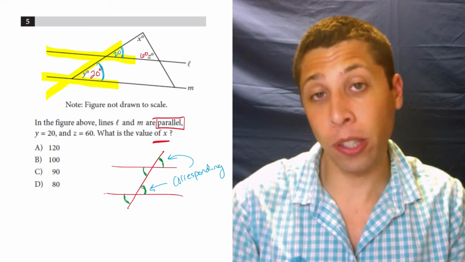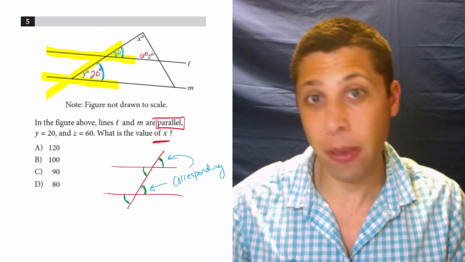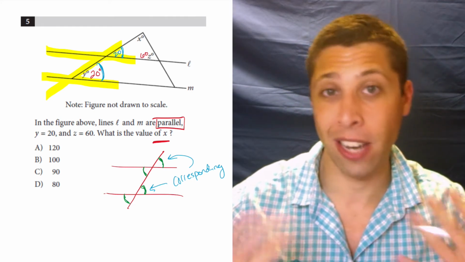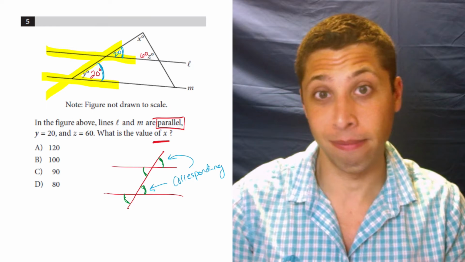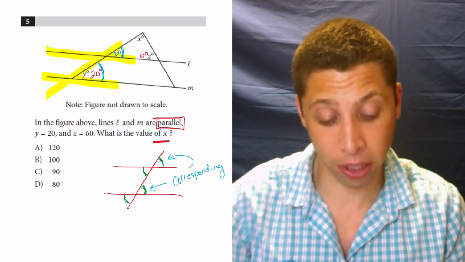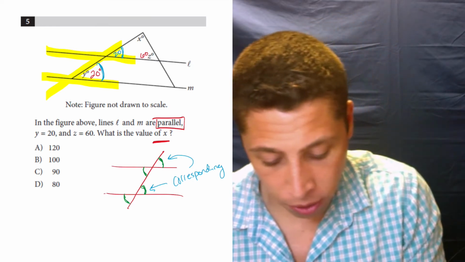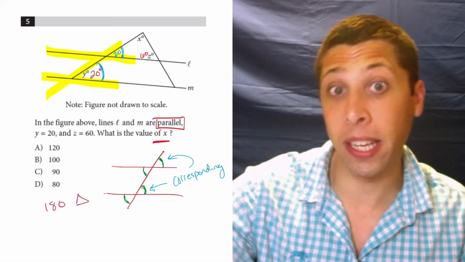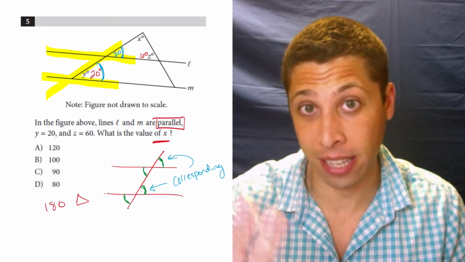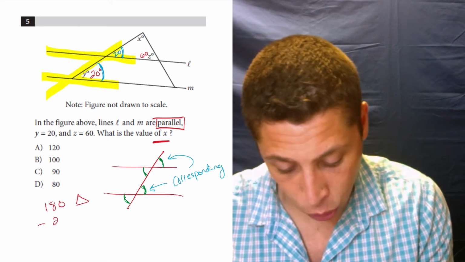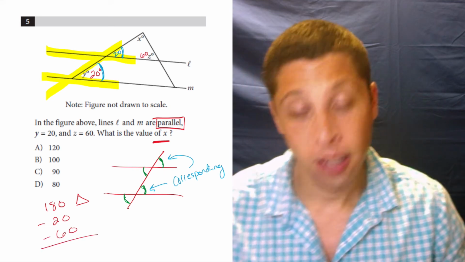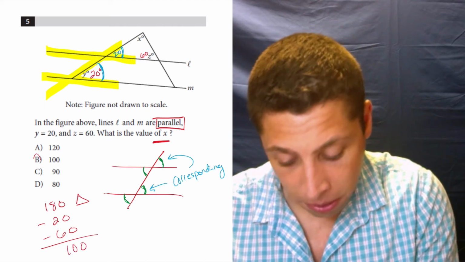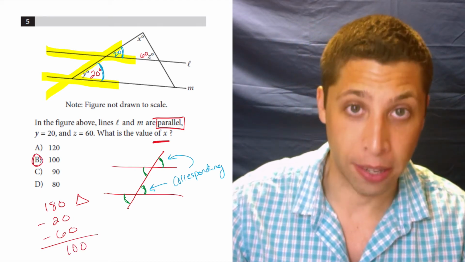And with any geometry question, generally speaking, if we get familiar shapes, we're in safe territory. Triangles, rectangles, circles, those are places where we kind of know what's going on. We know the rules, so we can figure things out more easily. Triangles in particular are useful because we know that there are 180 degrees in a triangle. That's also given at the beginning of the section. So if you don't have that memorized, it's given to you. And then we can subtract out the 20 and the 60 that we were given, and that's going to leave us with 100 degrees, which is choice B, which is the answer.